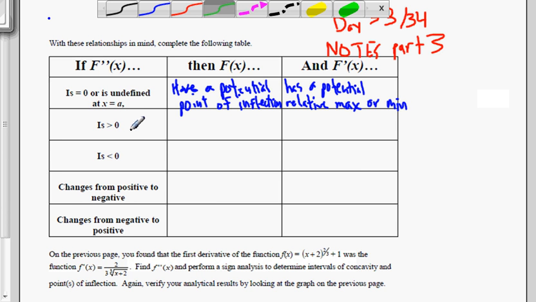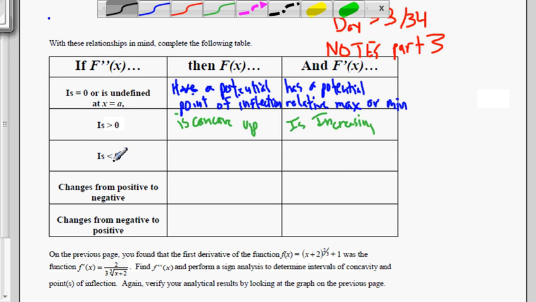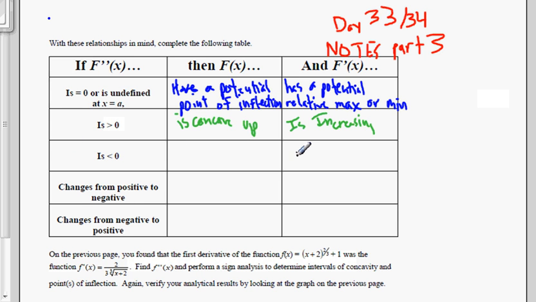Okay, if the second derivative is greater than 0, I know the first derivative must be increasing, and wherever the first derivative is increasing, the original function must be concave up. So what can I now conclude? If the second derivative is positive, then the original function is concave up. And in the same way, if the second derivative is negative, then the first derivative is going to be decreasing.